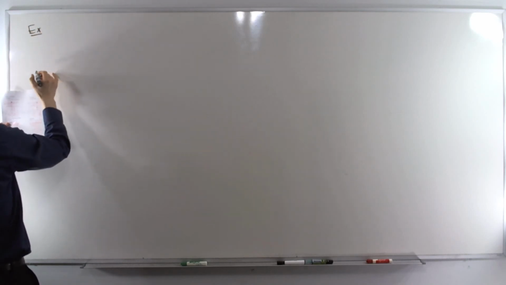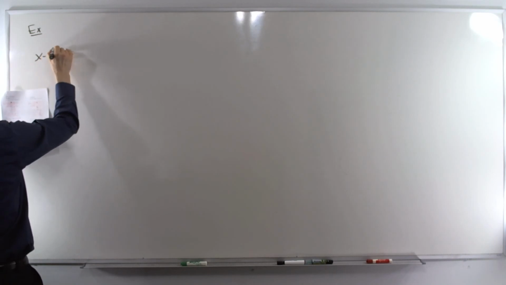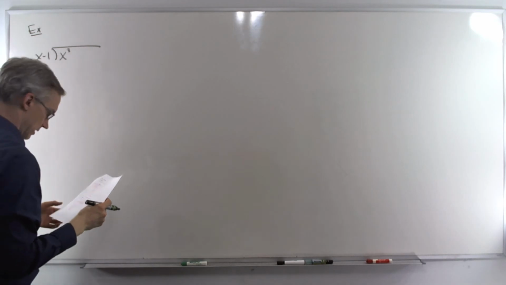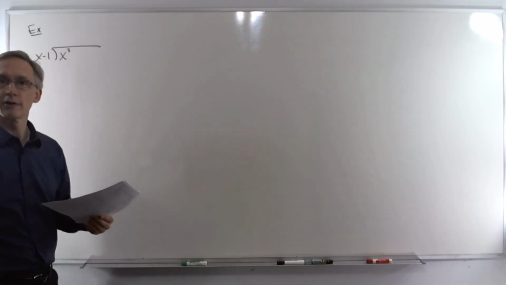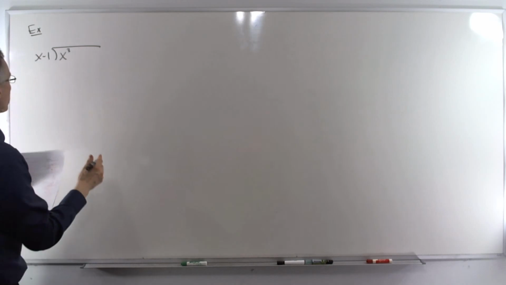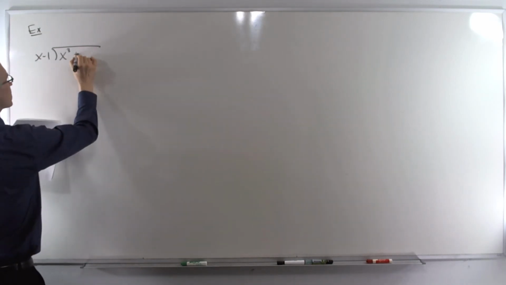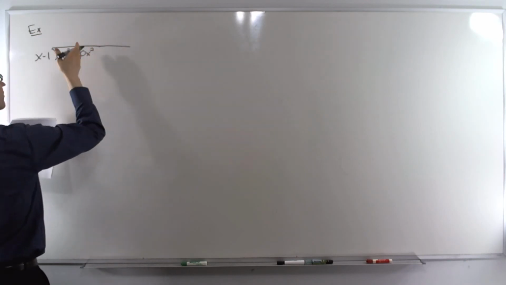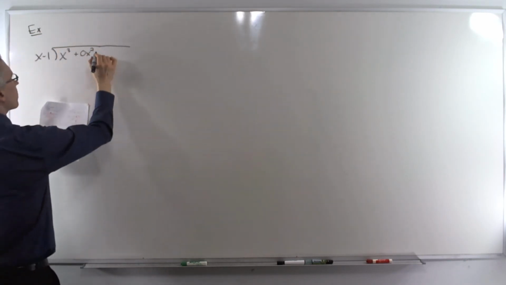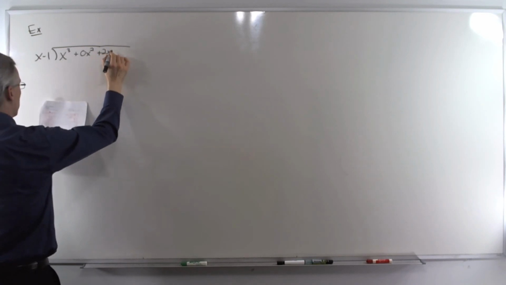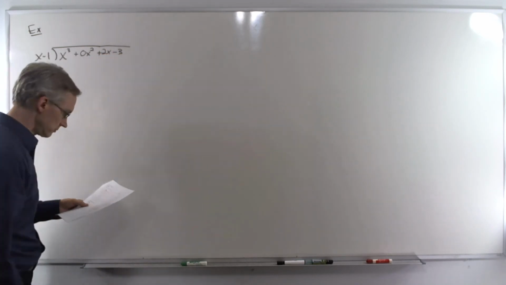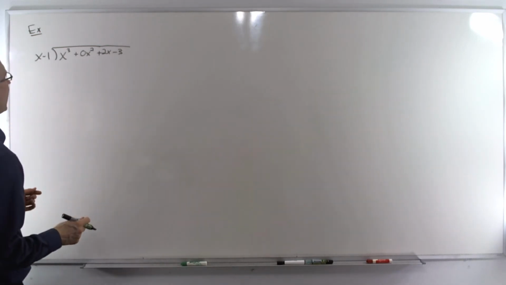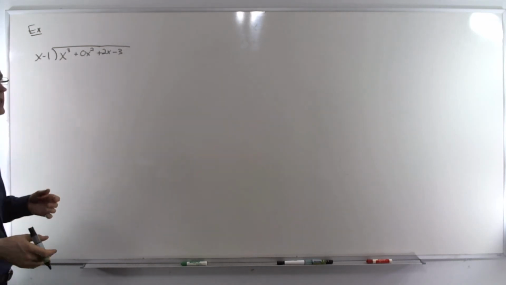So we are dividing x minus 1 into x to the third. Now notice there is no x squared term. So we're going to make one so that we have a placeholder up here. So we'll just put 0x squared. Coefficient is 0. And we've got a spot for the x squared place, and that's going to be very helpful. Plus 2x minus 3. And this just makes everything line up much easier.